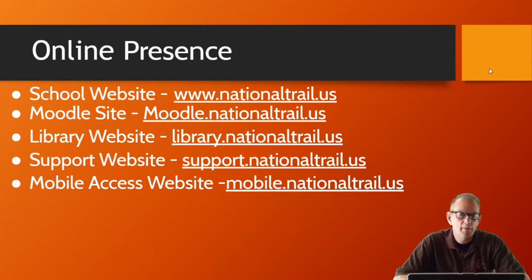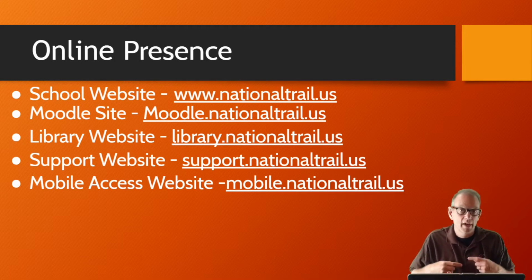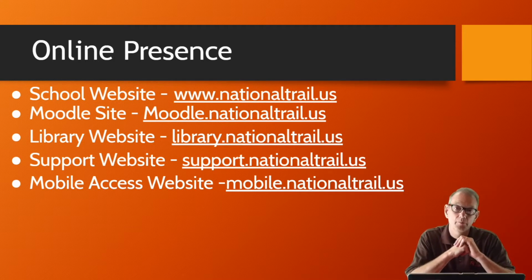So we have an online presence of several things. Everything ends with nationaltrail.us. Our school is www. Our Moodle learning management site is moodle.nationaltrail.us. The library is library. Support is support.nationaltrail.us. That's my support site to get and check on tickets. And you can go directly to put in a help desk ticket with helpdesk.nationaltrail.us. That's not on that site list there.